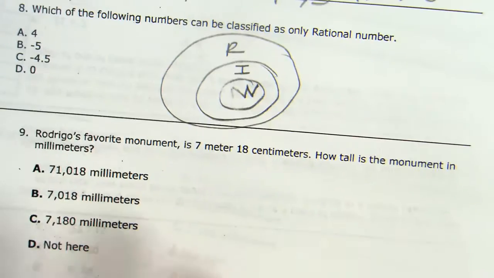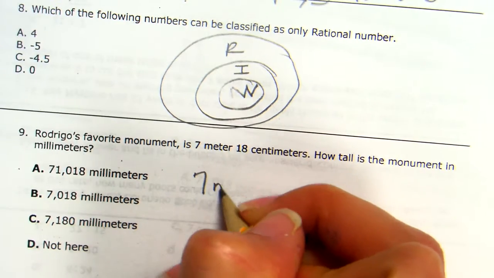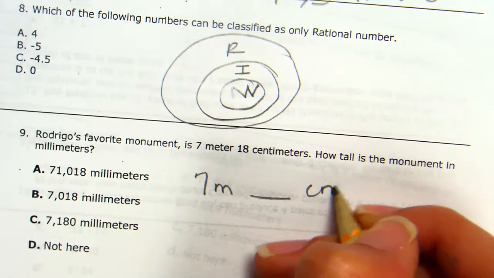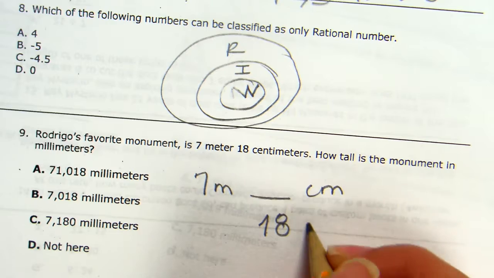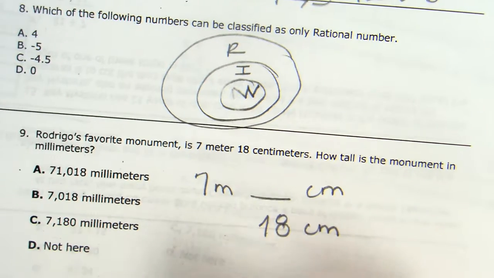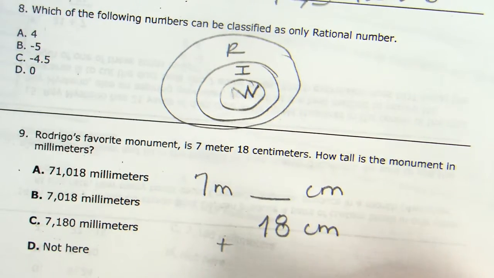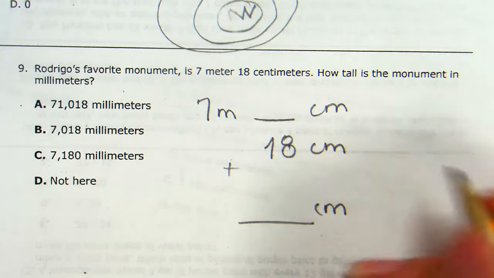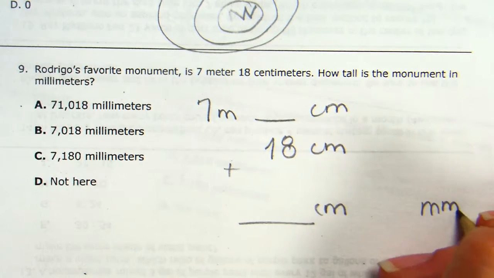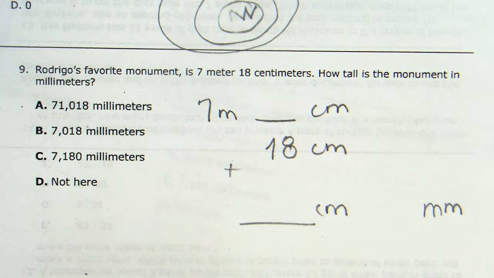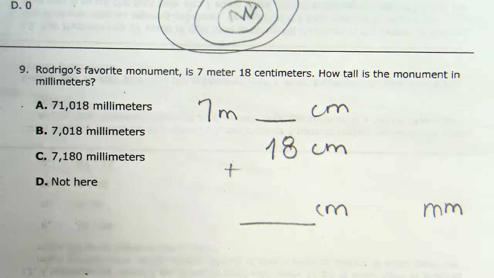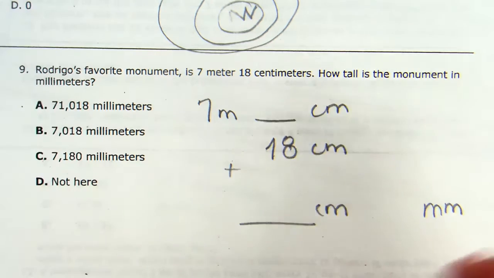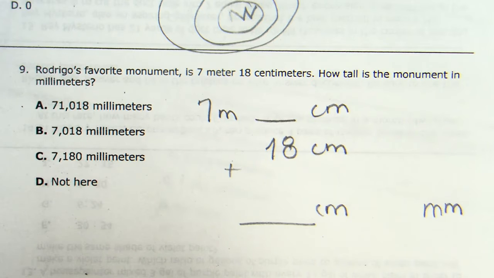And for number 9, you're going to turn 7 meters into centimeters, and then you're going to add the 18 centimeters, and everything together into millimeters, okay? On the reference chart, when you turn from left to right, the units, you multiply. When you turn the smallest unit into a bigger unit, you divide, okay? You divide.